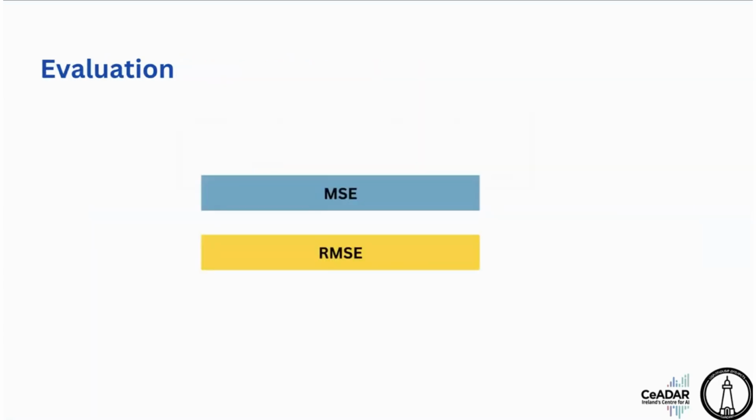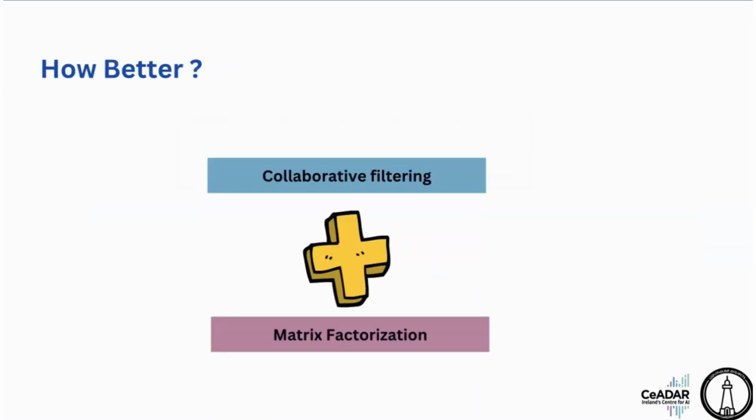Basically, the evaluation is done using both parameters here, the root mean square error and the mean square error, to see how well it performs compared to our previous recommendation system architectures. So it combines both collaborative filtering and matrix factorization. That's the biggest advantage of matrix factorization.